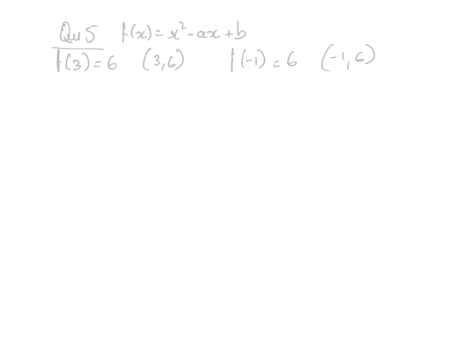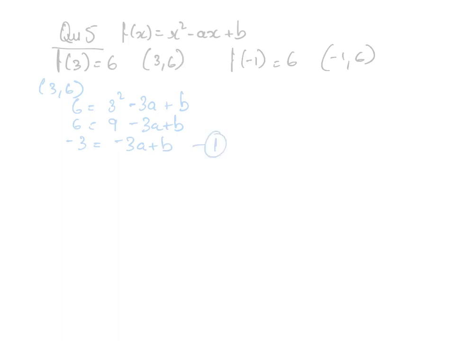Now, it says to show that a is 2 and b is 3. So we can't use those values of a and b. We have to work towards them. So let's set up some simultaneous equations here. I'm going to use the first point, which was 3, 6, and substitute it in, and I get 6 is equal to 3 squared minus 3a plus b. 3 squared is 9 minus 3a plus b. Bring it across. Minus 3 is equal to minus 3a plus b.